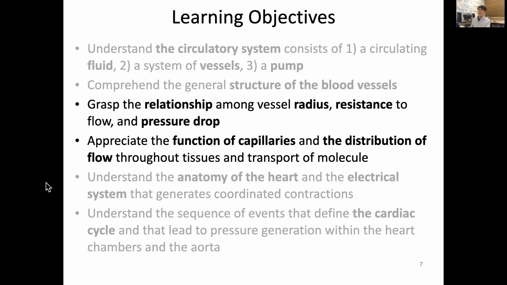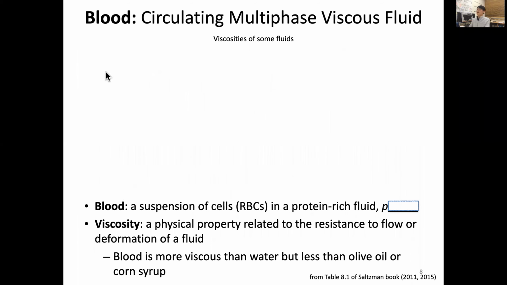Hi. Now, let's study further about this circulatory system in terms of blood vessel, physiology, and physics. So let's grasp the relationship between radius, resistance, and pressure drop, and distribution of fluid dynamics throughout our body. So first, what is blood?